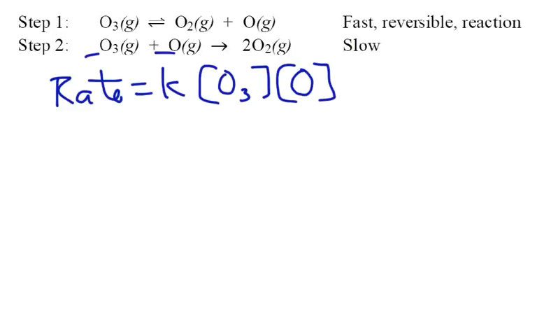But the rate law for the overall equation has to take into account the fact that when we put these two equations together, these oxygens are actually going to cancel out. In fact, the overall reaction is going to be two O3s turning into three O2s. So, how do we deal with this? What we do is we take our first step up here.